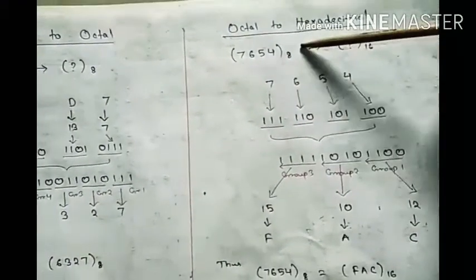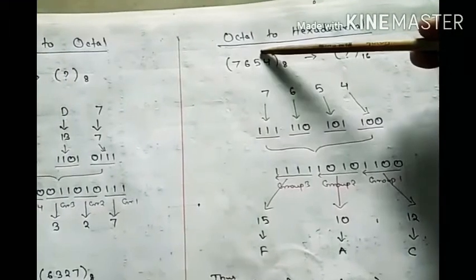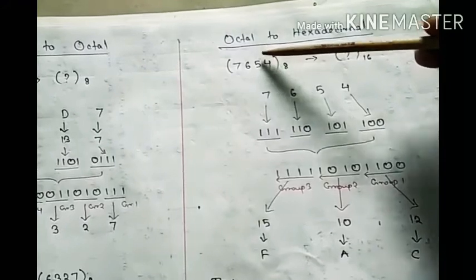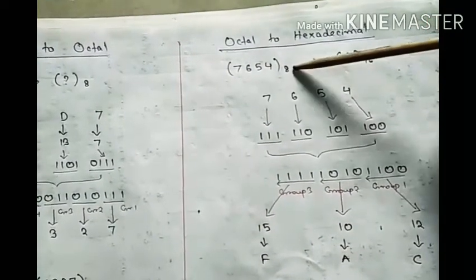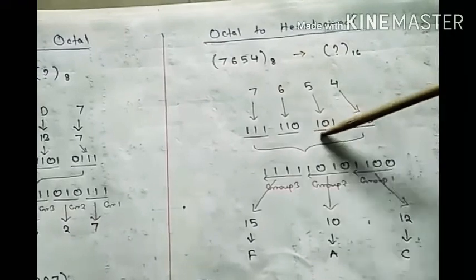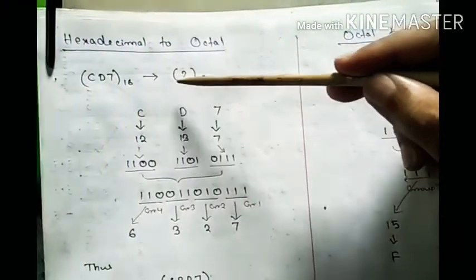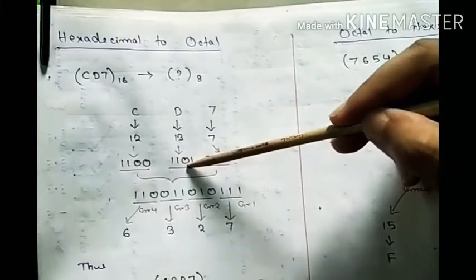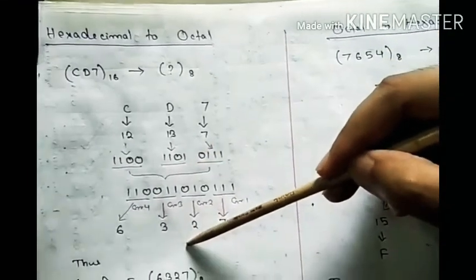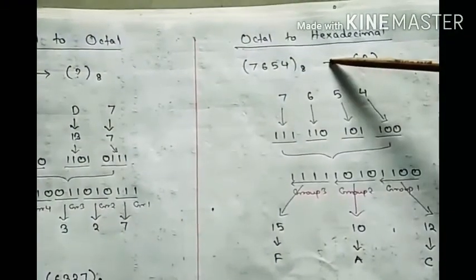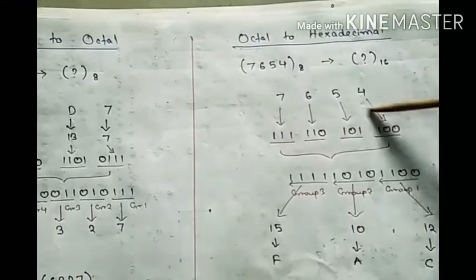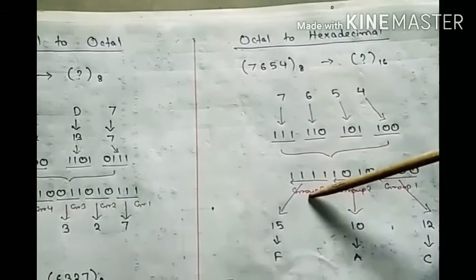So we can see that in these conversions there are multiple conversions involved, not just a single conversion. There are 3 steps. First is octal to binary, then binary to hexadecimal. And in hexadecimal to octal conversion, first the hexadecimal number is converted to a binary number, then the binary number is converted to an octal number. And in octal to hexadecimal conversion, first the octal number is converted to a binary number, then it is regrouped and then converted to a hexadecimal number.